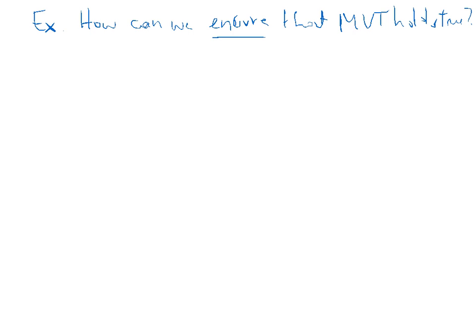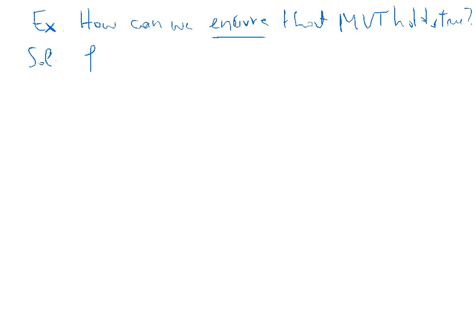Guys, we want to solve the following question: How can we ensure that the mean value theorem, which we call MVT, holds true? What do we need to ensure for the mean value theorem to hold true? Well, we don't need to go too far. We just have to use the hypotheses of the mean value theorem. If those hypotheses are there, there is a reason.